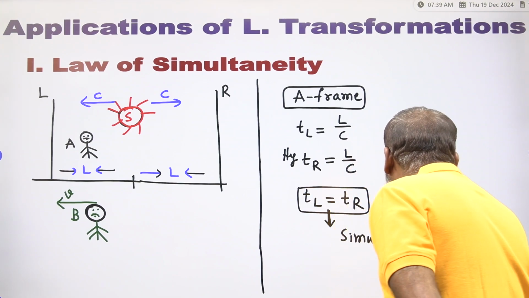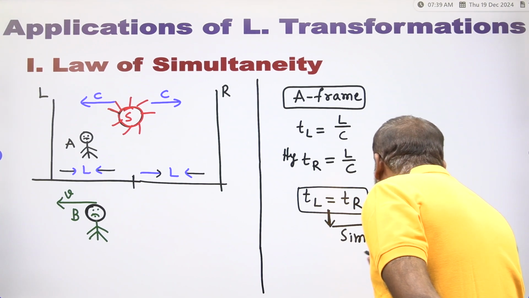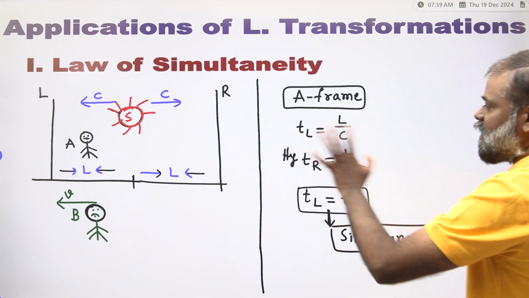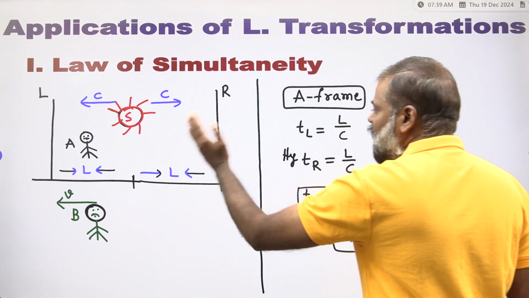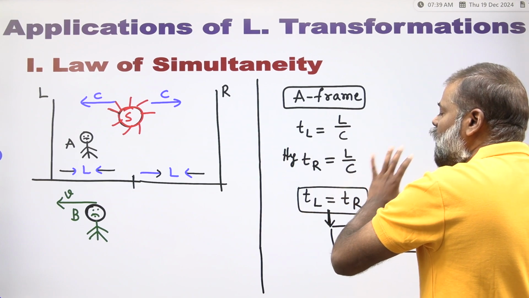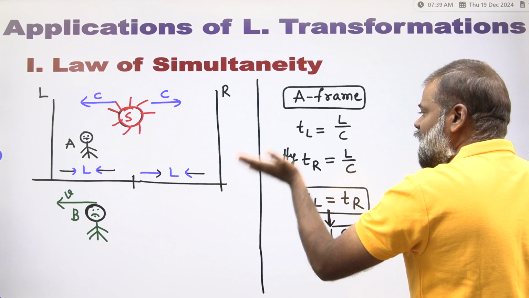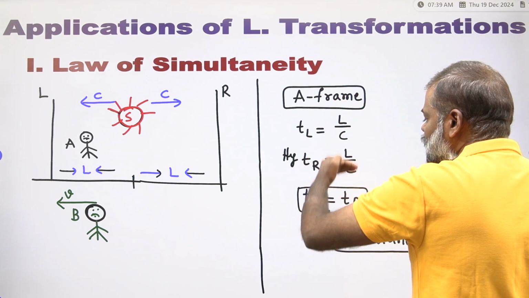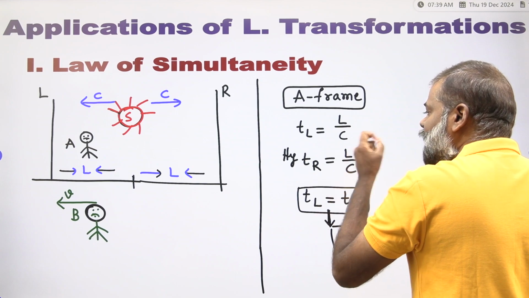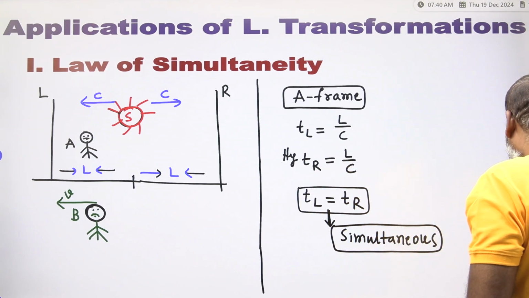Which one is it? These are simultaneous. Clear? So, this is the first one we have to discuss here. For the left side we are taking the same time, and for the right side also the same time. TL is equal to L by C, TR is also equal to L by C. Therefore, TL is equal to TR. That is why we call this one simultaneous, right.